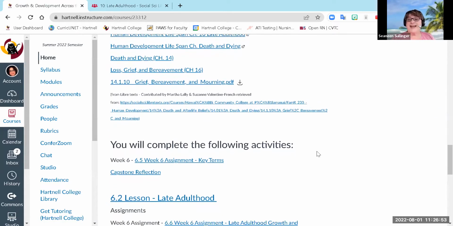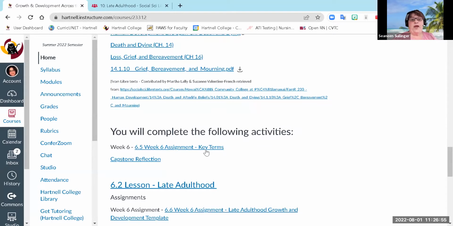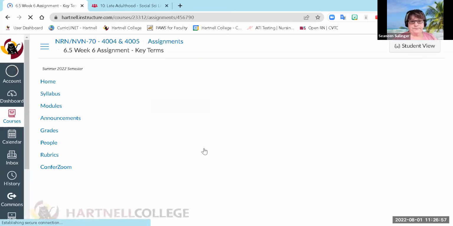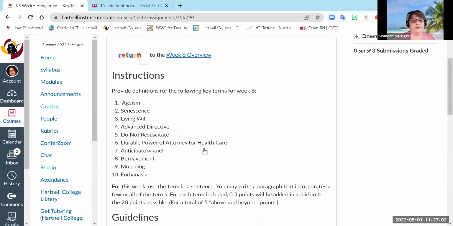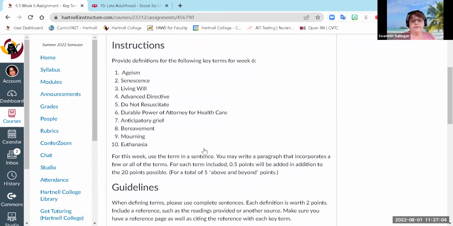And then in terms of the activities for the week, you have your key terms. Remember that there's 10 key terms. Again, if you use them in a sentence or write a paragraph that incorporates all 10 or however many terms, you will earn half a point for each word that you use. That will be in addition to the 20 points possible for the assignment. So many students have done that. I encourage anyone that has not yet done that to do that.